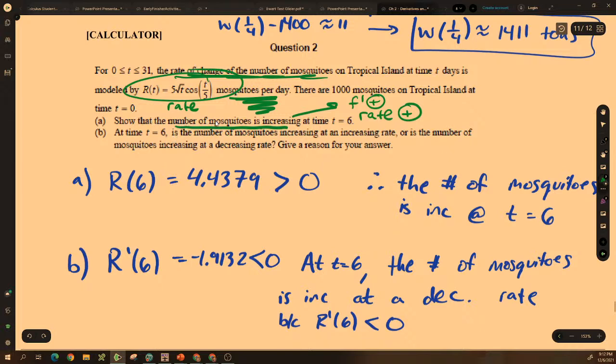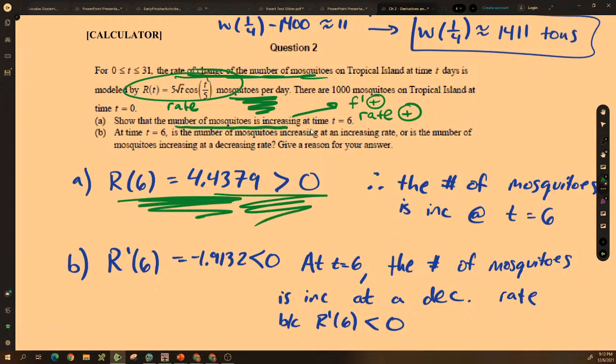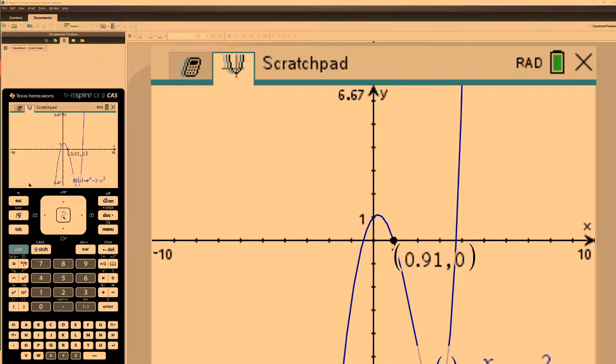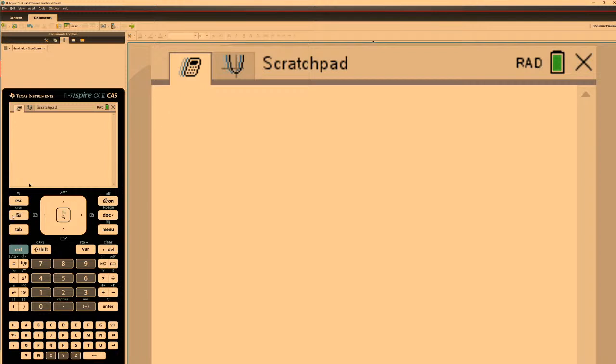So if we want to show that the number of mosquitoes is increasing, all we have to do is take 6 and plug it into R of t. So we just want R of 6, and if it's a positive number, then the number of mosquitoes is increasing. So this is the line that you really need. If you have that line and you write greater than 0, you get full credit. That's all you had to do here. So on our calculator, just to show how that looks really quickly, we're not taking a derivative. We're just doing 5 radical t. And I like to put times, but you probably don't have to here. Cosine of t over 5.